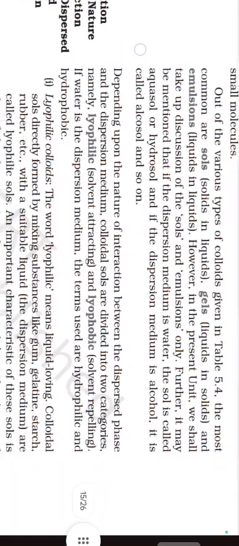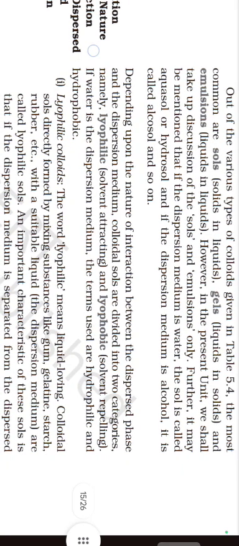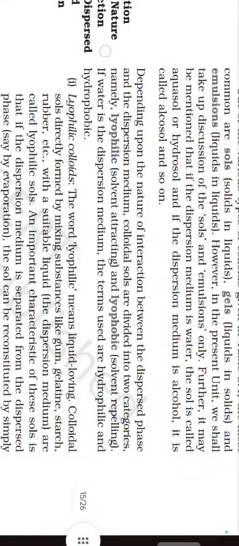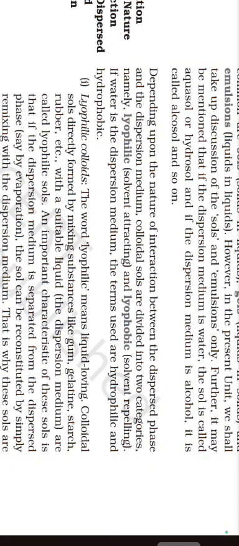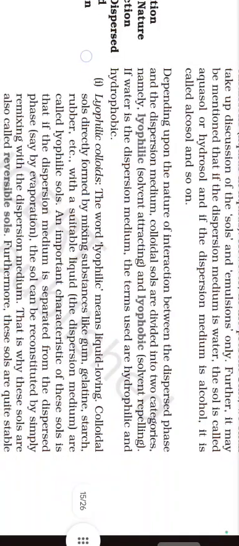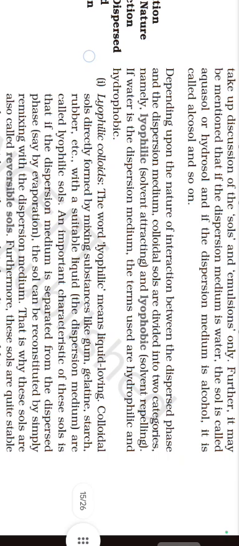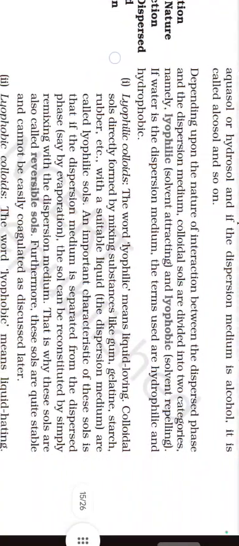Out of the various types of colloids given in Table 5.4, the most common are sols, solids in liquids, gels, liquids in solids, and emulsions, liquids in liquids. However, in the present unit, we shall take up discussion of the sols and emulsions only. Further, it may be mentioned that if the dispersion medium is water, the sol is called aquasol or hydrosol, and if the dispersion medium is alcohol, it is called alcosol, and so on.